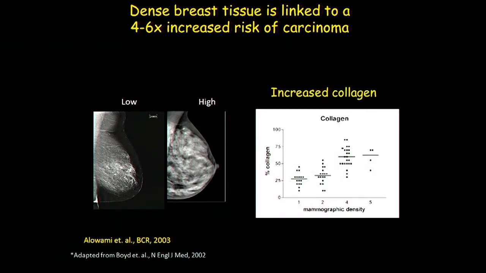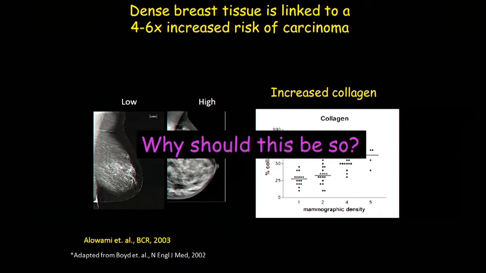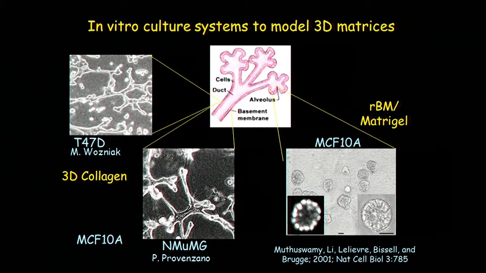And in Norman Boyd's lab, they discovered that high mammographic density is largely correlated to an increase in the amount of collagen that's in that connective tissue microenvironment. So why should this be a risk factor for developing breast cancer? And that's what we've been setting out to look at for part of this.